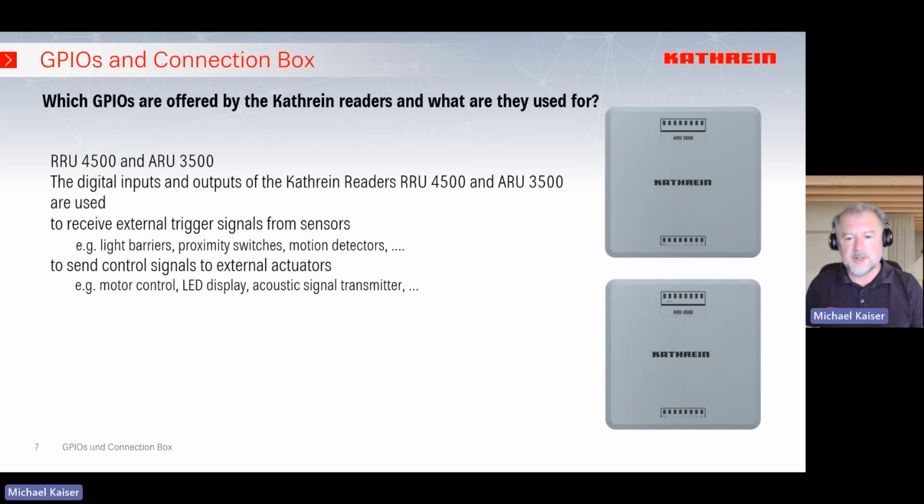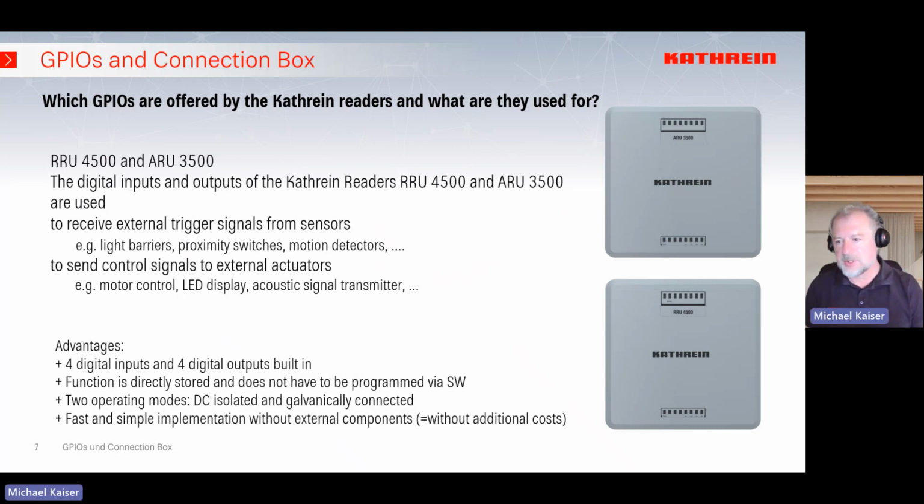With our X500 reader, the higher class reader for higher application requirements, for example for outdoor use or heavy duty, where you have a lot of dust, you can use our X500 readers. And also here we have the possibility to receive external trigger signals from sensors, such as light barriers, motion detectors, what else, and we can send out signals to external actuators.